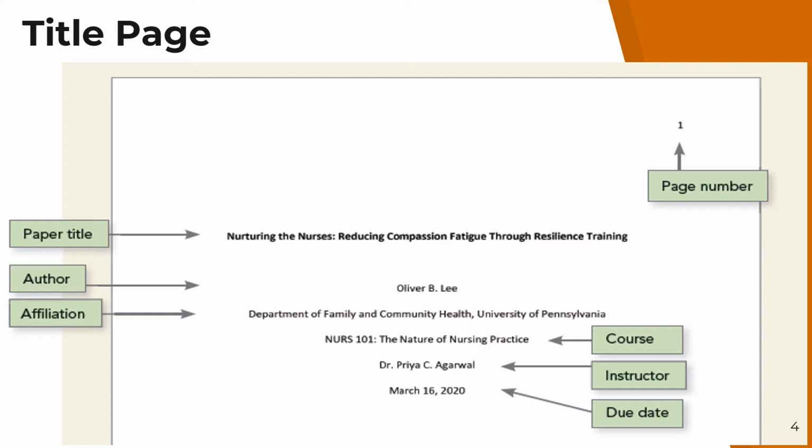The title will be in title case, bold, centered, and in the upper half of the page, which will be 3 to 4 lines down from the top margin. Title case is when all major words are capitalized. All text below the title will also be centered on the page and double spaced. Below the title, do a double space and put the author's name with no title or degree, followed by the author's affiliation, course number and name, instructor of course, and due date. Each bit of information will be on its own line.